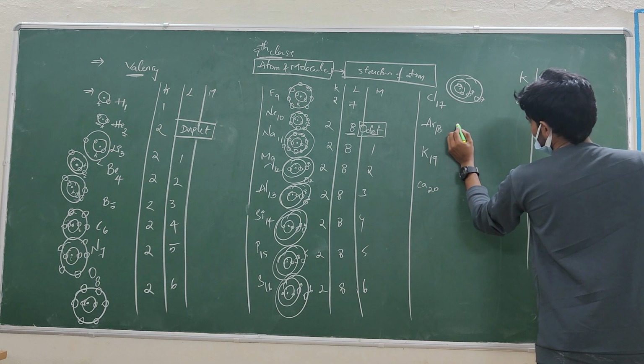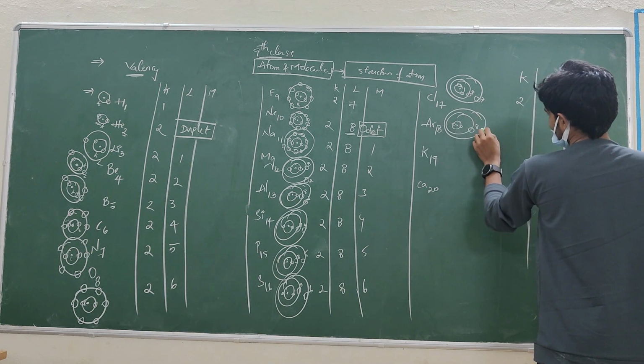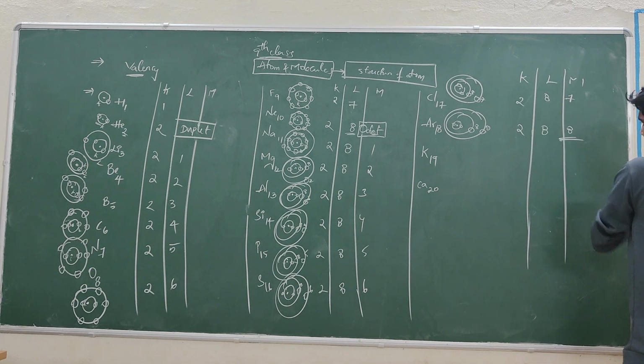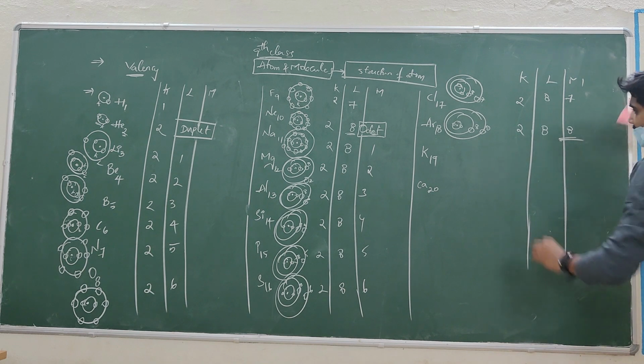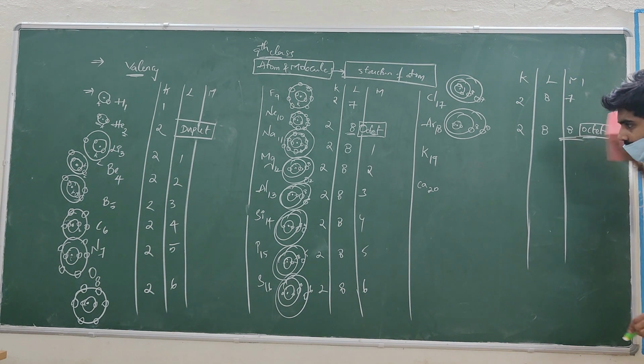So coming to argon, it's overall 2, 8, and again 8 electrons, right? So 2, 8, 8, yes. In the final shell, it also has 8 electrons. It also has the same structure. Which structure is it? Octet structure. Yes. So you need to remember these 3.